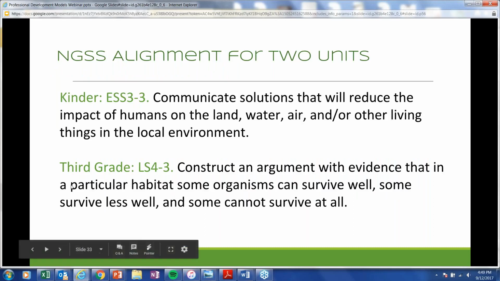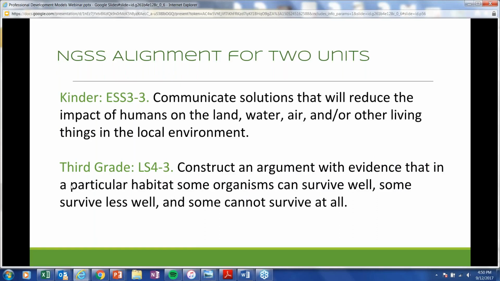So one unit is for kindergarten, and the goal of this unit was to communicate solutions that will reduce the impact of humans on land, water, air, and other living things. And the context we selected for this was bees. And then in 3rd grade, students are looking at habitats and how organisms survive in habitats. And the trio of habitats we use in the school garden are fava beans, aphids, and ladybugs. Next slide.